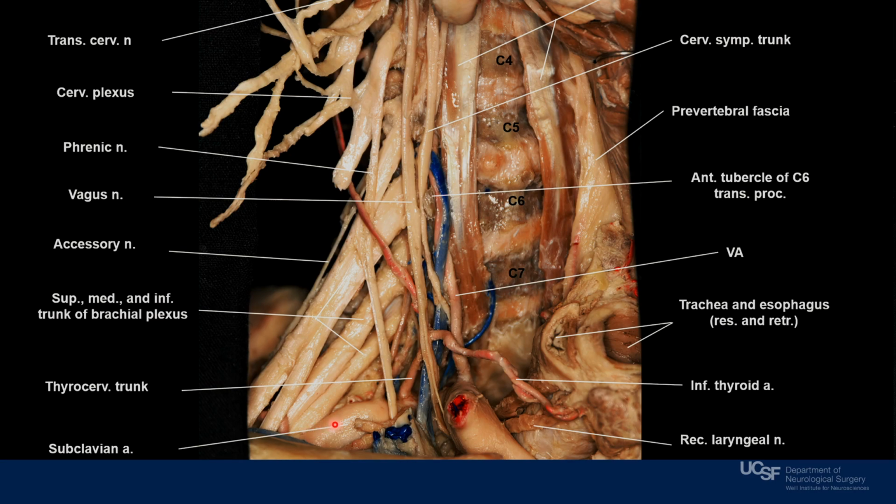We see the subclavian artery and the thyrocervical trunk giving origin to the inferior thyroid artery. We remember the superior thyroid artery comes out of the external carotid artery, and the ascending cervical artery. Moving medially, we can see the vertebral artery, and we see that this vertebral artery is actually entering the transverse foramen above C6, which is an anatomical variation.